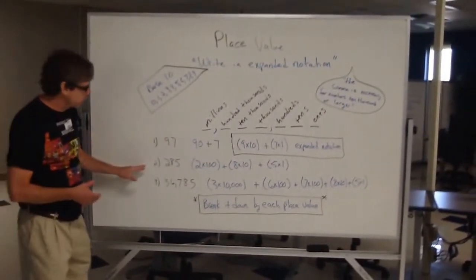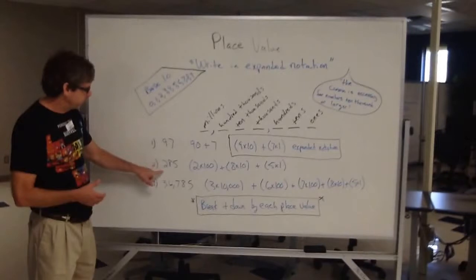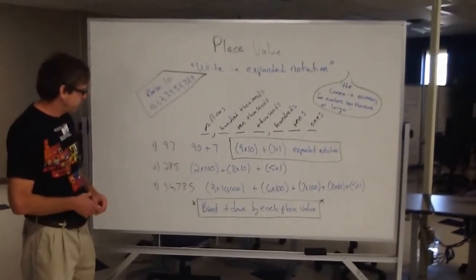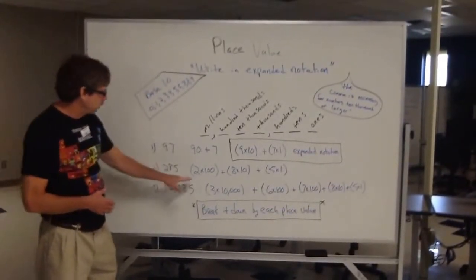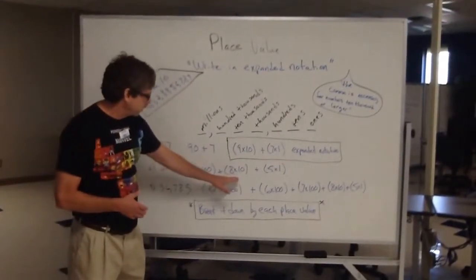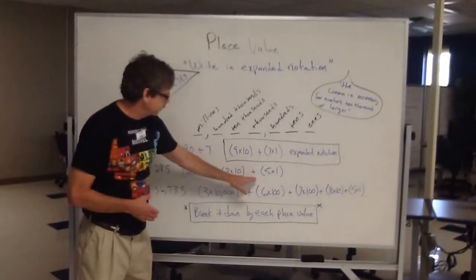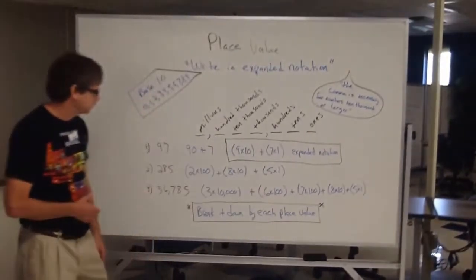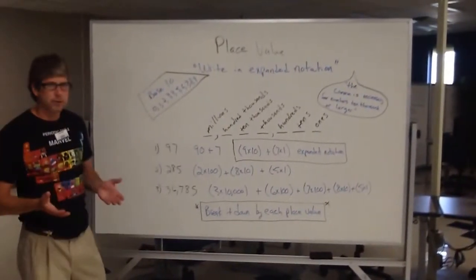Another example, just a model, is we have 285. And to put it in this expanded notation, we have 2 100s plus then 8 tens plus then 5 ones. And that again is what we refer to as expanded notation.